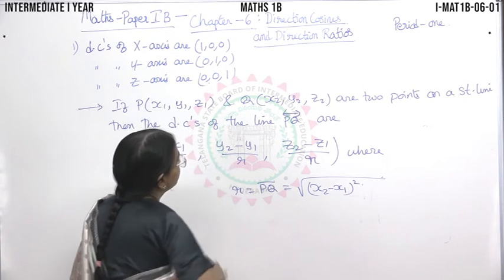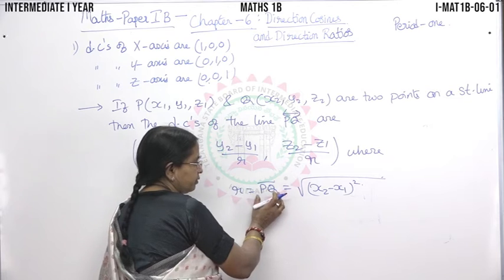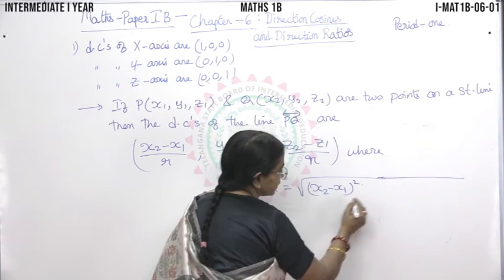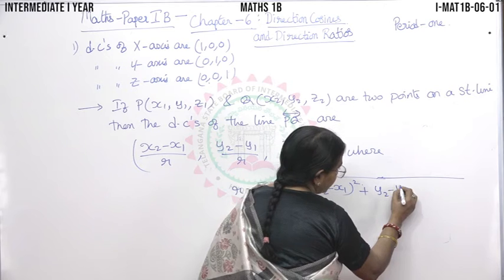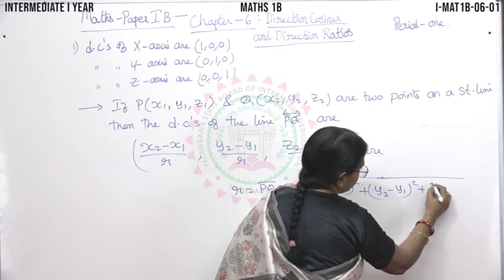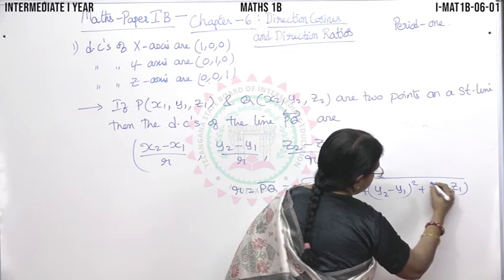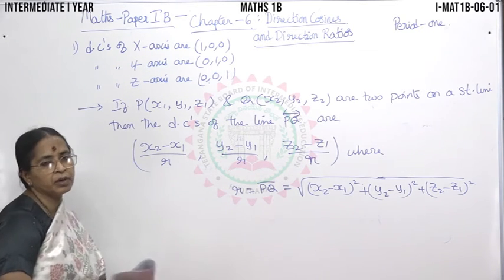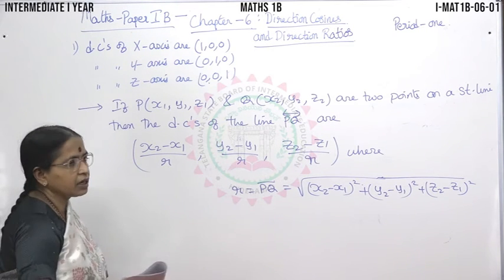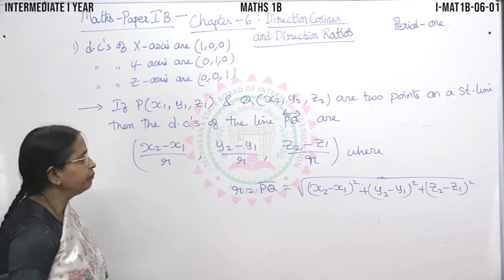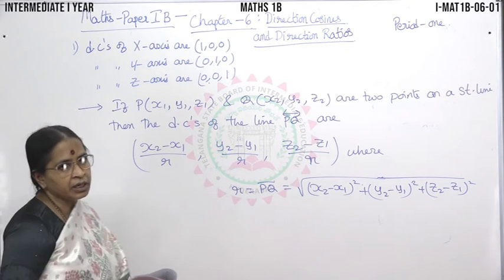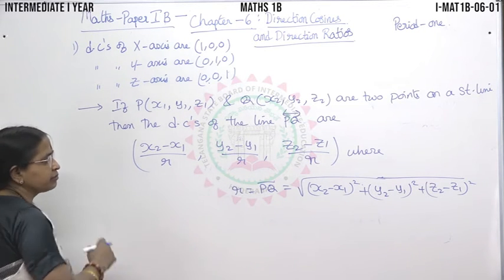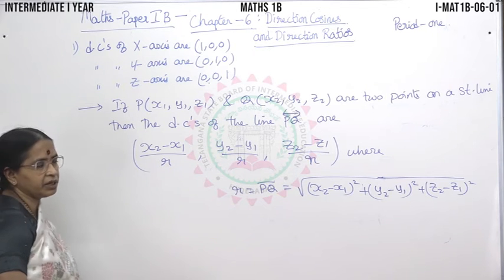Here P and Q are the points, so it is the distance between P and Q. That is root of (x2 minus x1) whole square plus (y2 minus y1) whole square plus (z2 minus z1) whole square. So these points are very important for us to solve the problems of the first exercise. There are 2 exercises in this chapter, and you will get 7 marks questions from this chapter. So it is very easy once you understand.